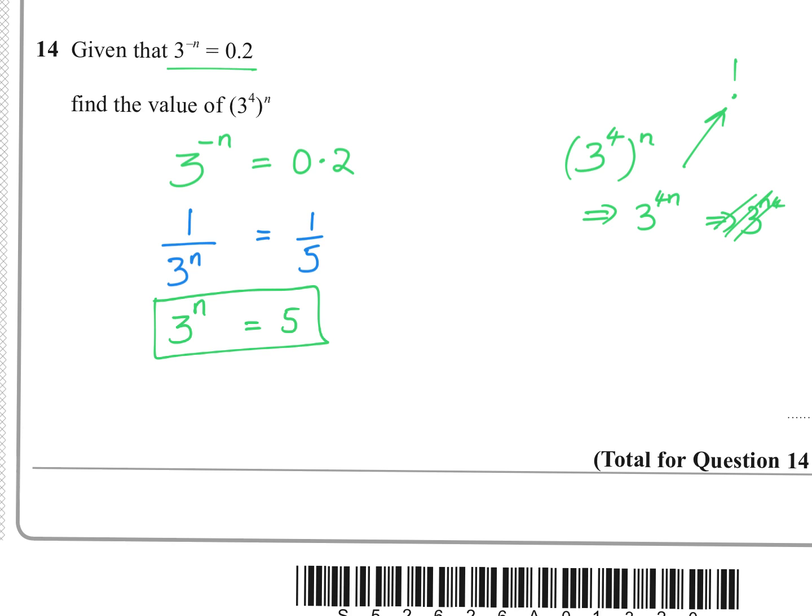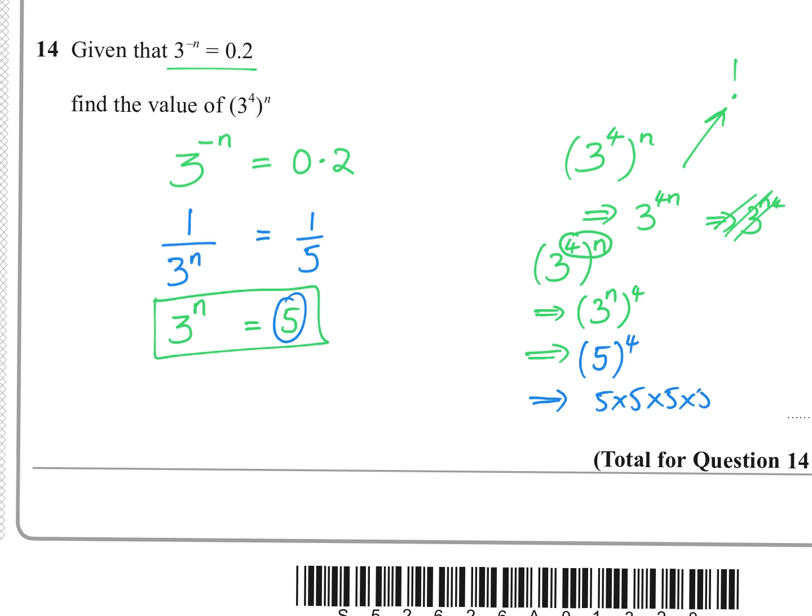And that's really significant now, because I have to work out 3 to the power 4 to the n. Now, as 4 times n is the same as n times 4, that's the same as 3 to the n to the power 4. Now we know what 3 to the n is. We've indicated here that it's 5. So that means what we're looking for is 5 to the power 4, and on your calculator, or you can do 5 times 5 is 25, and then you've got 25 again, and of course you're going to get the answer of 625.